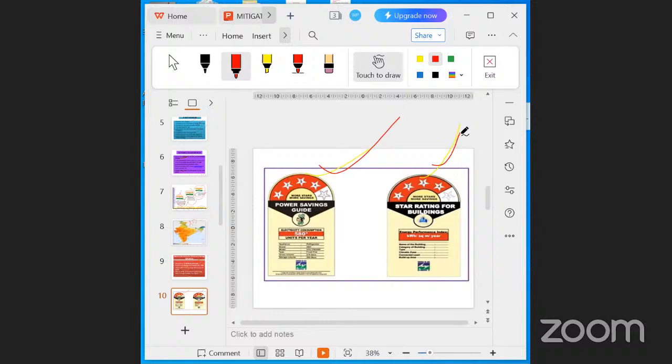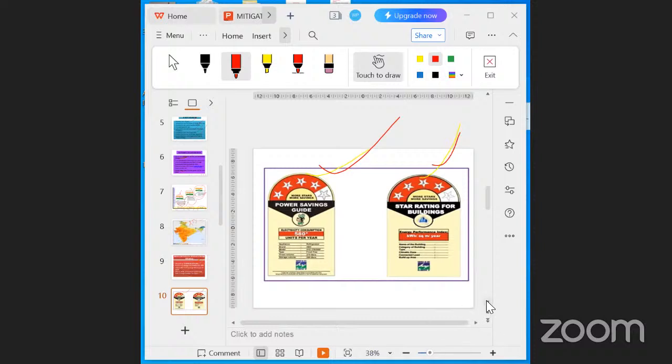So it is more energy efficient than 1 or more star. So this creates awareness among the consumers to purchase energy efficient appliances. So it all comes as a part of the mission to save and promote maximum energy, enhanced energy efficiency, right?